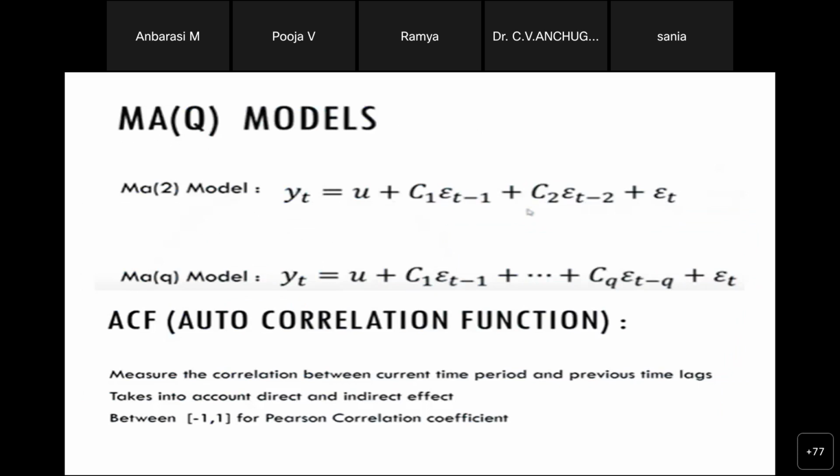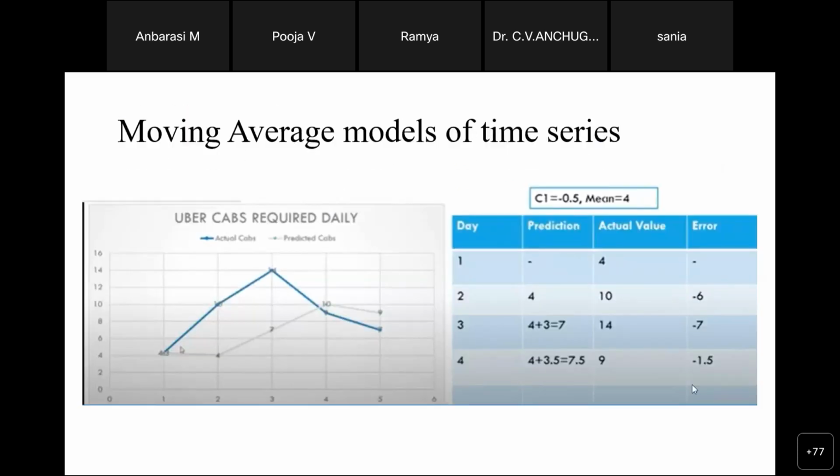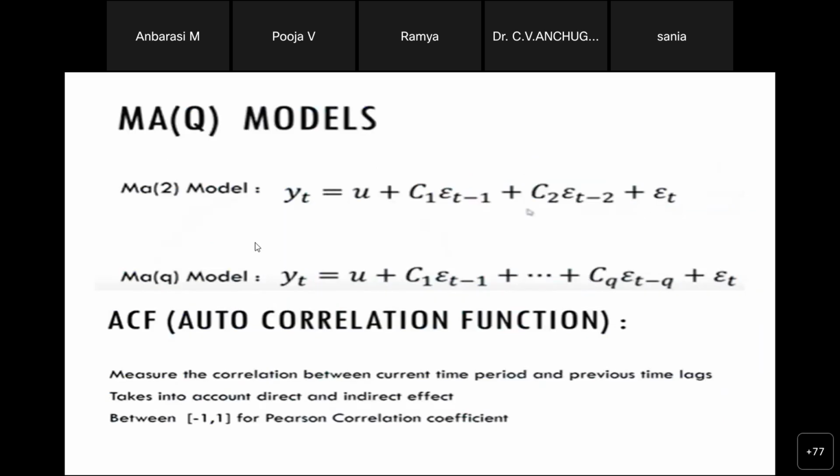So in the moving average, this is how the error value will be considered. Based on the error value, the future value is going to be predicted. So this is what we call a moving average. We take the error into consideration, and based on that, we predict the trend. That is what we call a moving average.